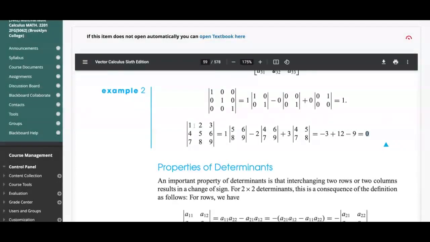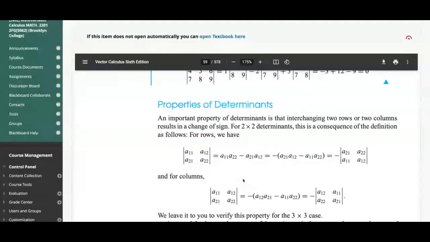Because 1, 2, 3, 4, 5, 6, 7, 8, 9, if we pick any row, it can be written as a linear combination of the other 2 vectors. So when the determinant is 0, that means the object formed by the vectors is 1 dimension lower. Here we have 3 vectors in 3 space. But the 3 vectors do not form a 3D object. They only form a 2D object, or maybe even a 1D object. So that's why it has no volume. That's why its volume is 0.